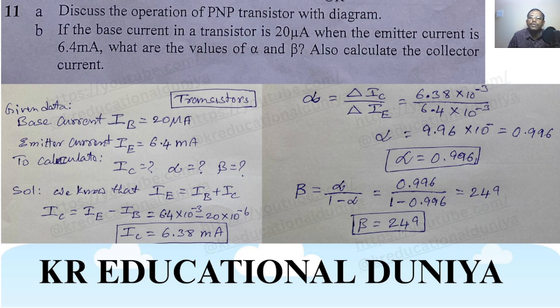Okay, next alpha equal to, we know the formula, delta IC by delta IE. So delta IC value is 6.38 into 10 power minus 3, and delta IE is 6.4 into 10 power minus 3. If you substitute those two, you are going to get alpha value, that is 0.996. Okay, we know alpha beta relation, right? So beta equal to alpha by 1 minus alpha. So substitute those values, 0.996 by 1 minus 0.996, you are going to get 249. Beta value is 249.